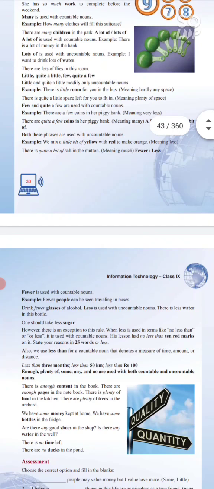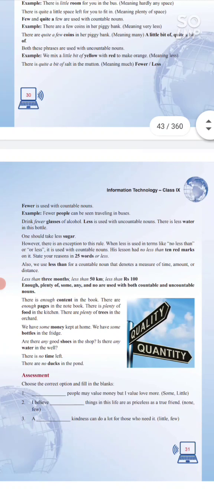Okay. Next is fewer or less. Fewer is used with countable nouns. Example is, fewer people can be seen traveling in buses. So the number of people in the buses is less, and they can be counted, so fewer is used before people in this sentence. Next is, drink fewer glasses of alcohol. Fewer glasses of alcohol means less, so it can be counted, whereas less is used with uncountable nouns.